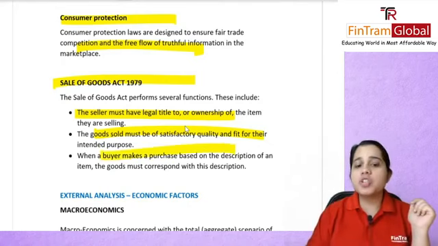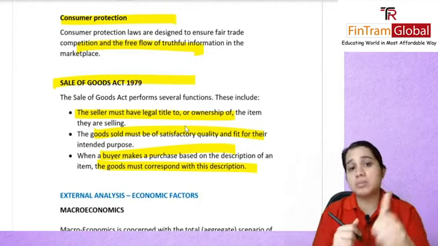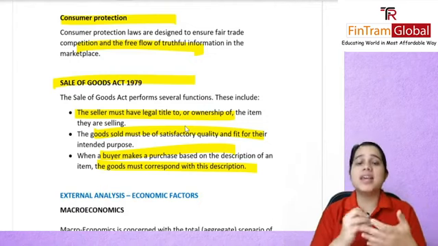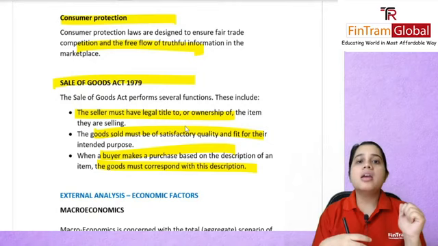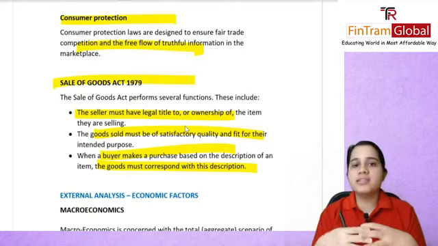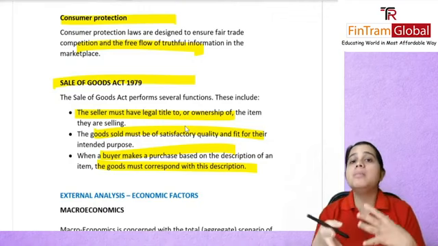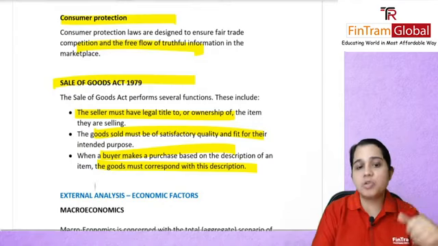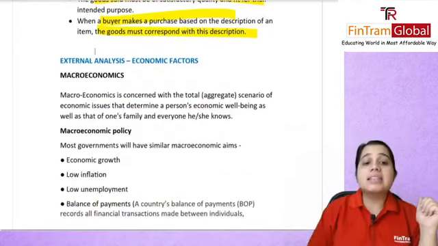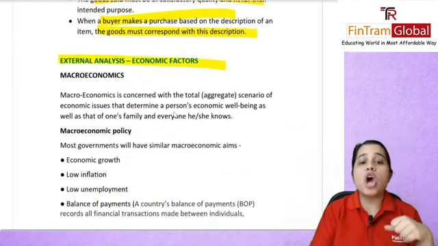When a buyer makes a purchase based on a description, then the goods must correspond to that description. Let's say for a particular product you say that 9 grams of sugar and 2% fats are there, then make sure that is the correct information, because the person might be buying according to the description.